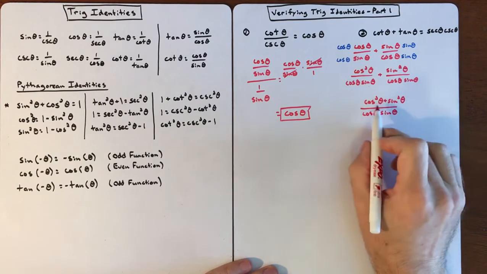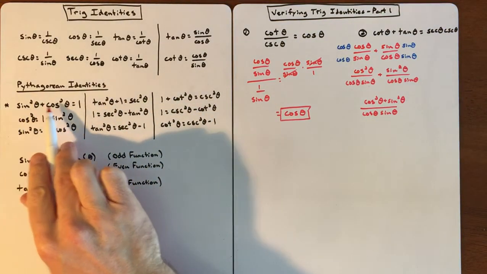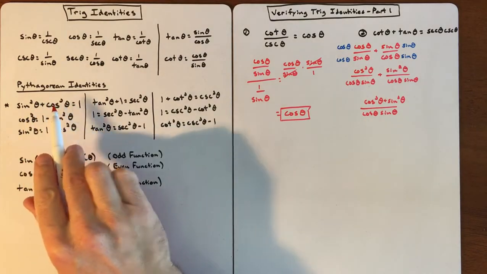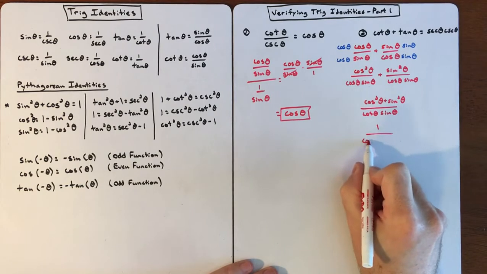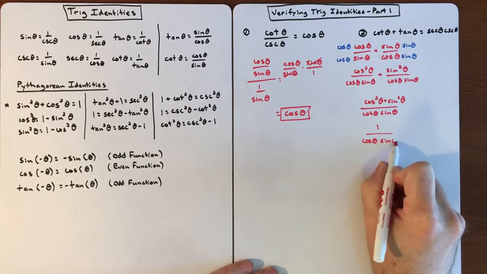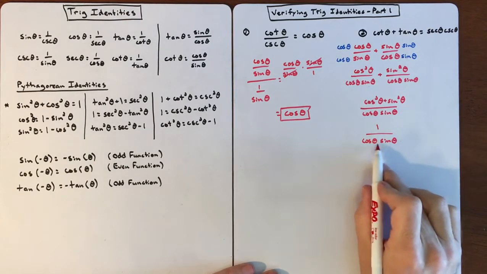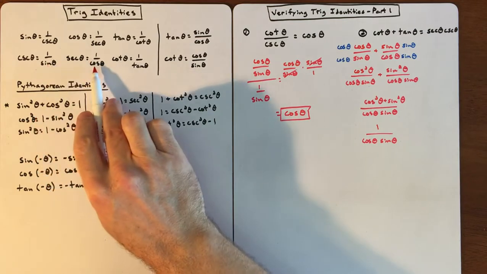Now, as soon as we have squares on things, I start thinking Pythagorean identity. And so we have exactly this, sine squared plus cosine squared. So that whole numerator becomes 1 over cosine theta sine theta. And the short of this is, if you have these in the denominator, you basically have a sine and a cosine in the denominator.